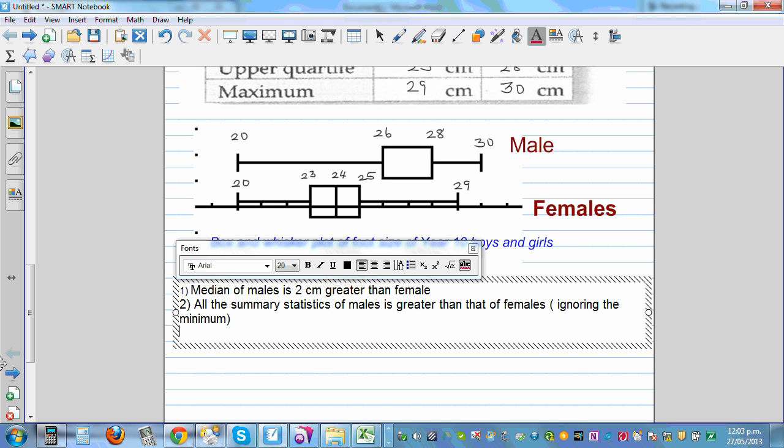Okay, so from this you can make a conclusion that males of year 10 seems to have greater foot length than female. So you can make the conclusion based on this. This should be the language of your conclusion.